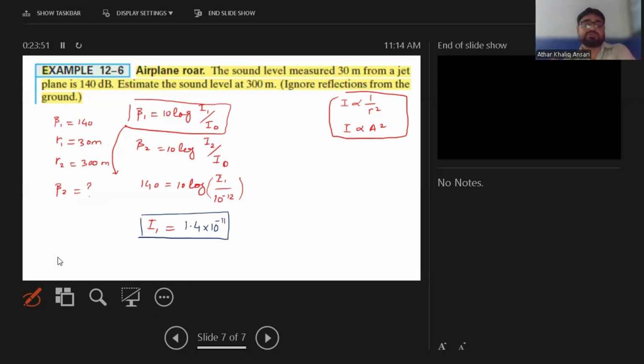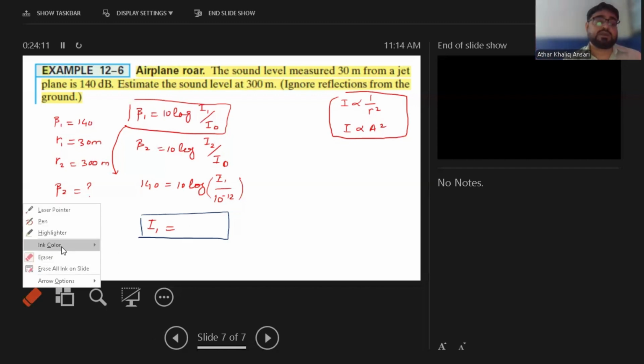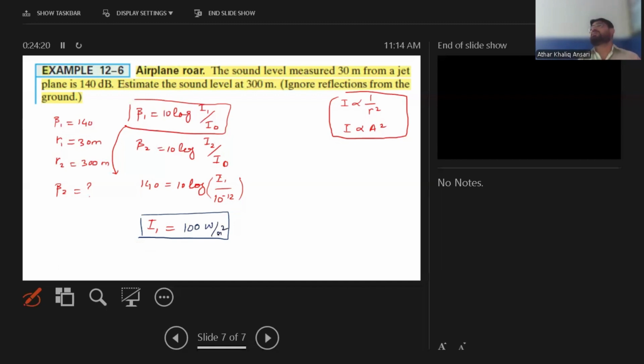Can you show me? 140 equals 10 log of x over 10 to the power minus 12. Shift solve gives 100. Can you please check? Okay, guys, everybody, this is 100 watts per square meter. So I got I1 here.